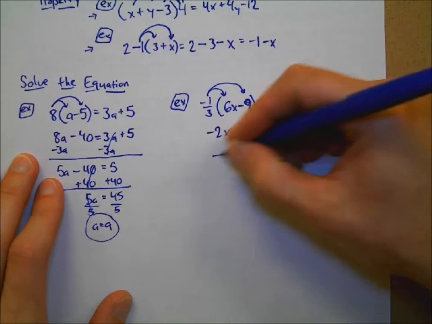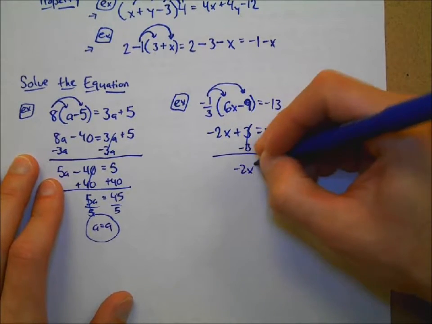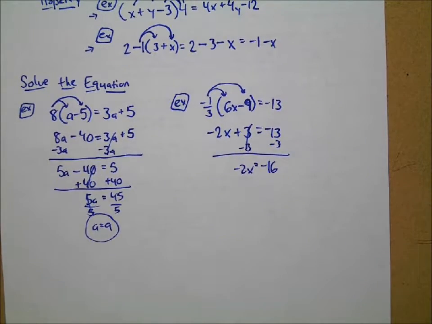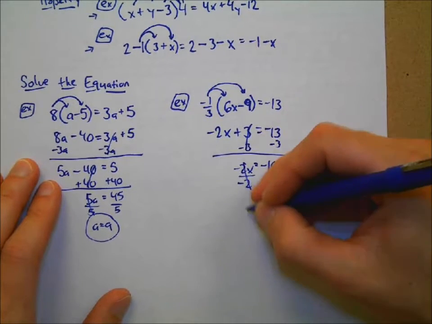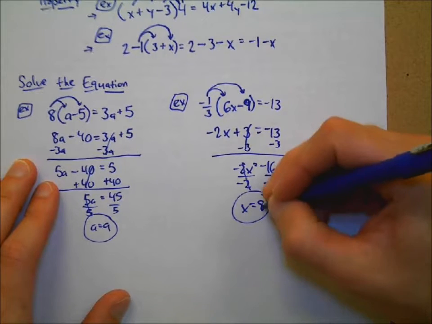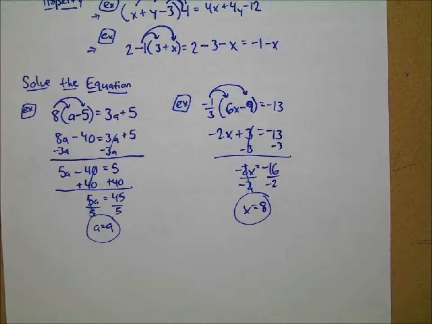Okay, left with negative 2x equals negative 16. And then? Divide by negative 2. You got it. X equals 8.